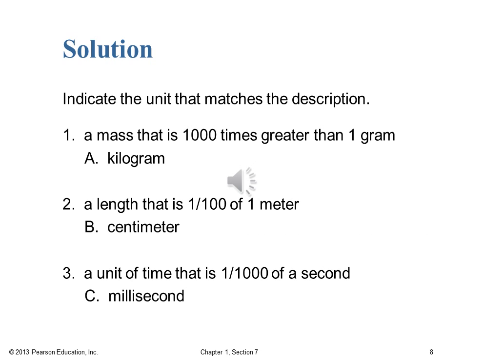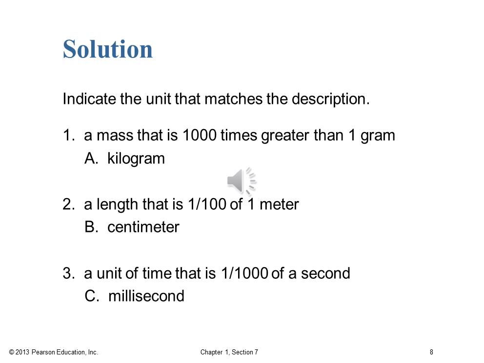Okay, so hopefully for number 1, you picked a kilogram. Kilo is the prefix that means 1,000 times. So 1,000 times greater than 1 gram would be 1 kilogram. For number 2, a length that is 1/100th of a meter, well, centi is the prefix that indicates 1/100th. So a centimeter is 1/100th of a meter, and if you have a meter stick, it probably is divided into 100 centimeters.